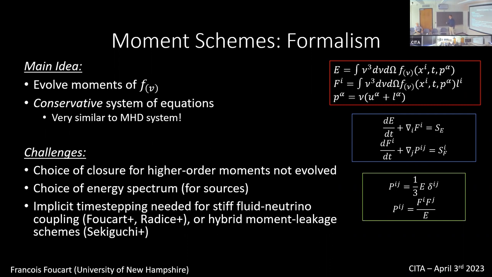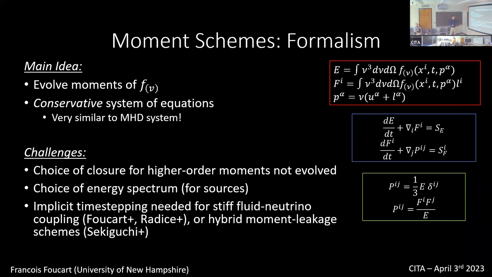This is particularly important for neutrino matter interactions because neutrino matter interactions are strongly dependent on the neutrino energy. Most of them scale like the neutrino energy squared. That means that if you don't have that closure in energy correct, you are not going to get a very accurate estimate of the absorption of neutrinos. That's a big issue in this setup.